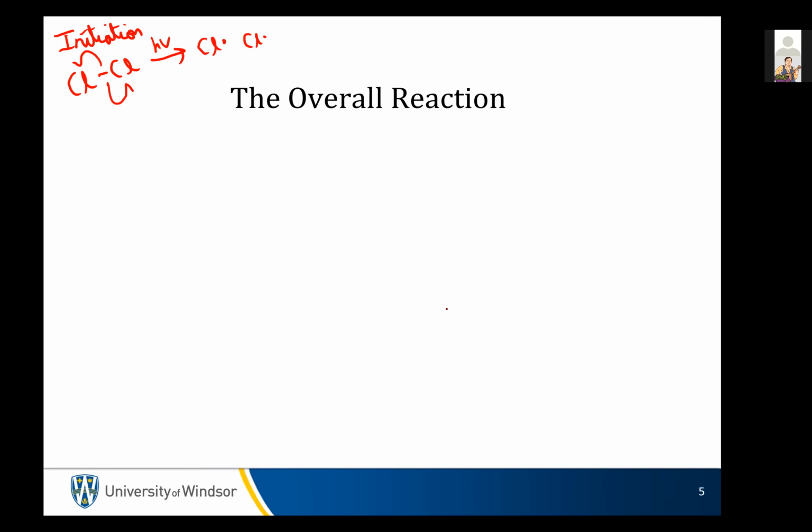And I'm trying to click and it's not clicking. So in propagation, I'm making my products. And you can think of initiation as there were no radicals and now there are two radicals. That's normally a sense of activation, but I don't want to get too complex in this.